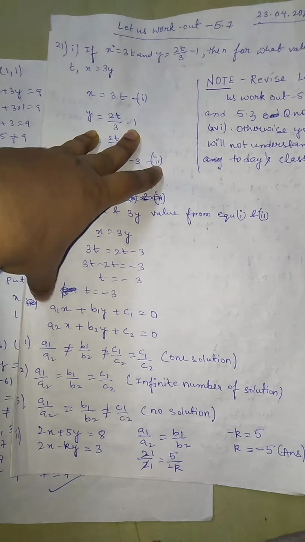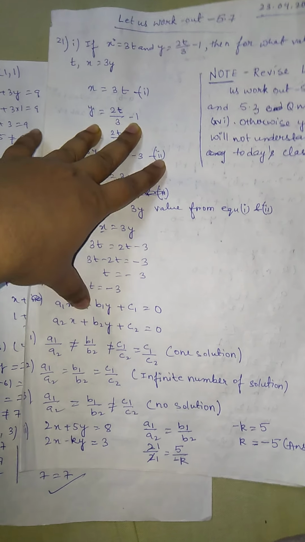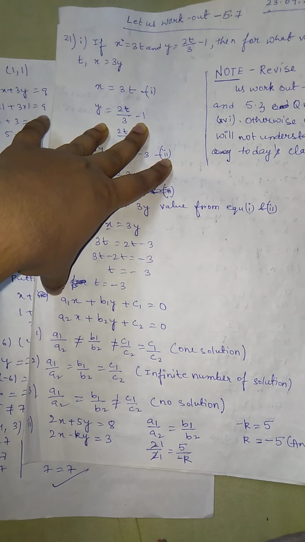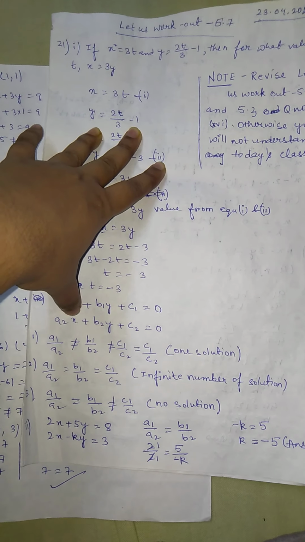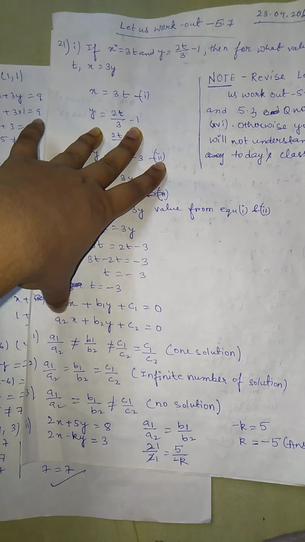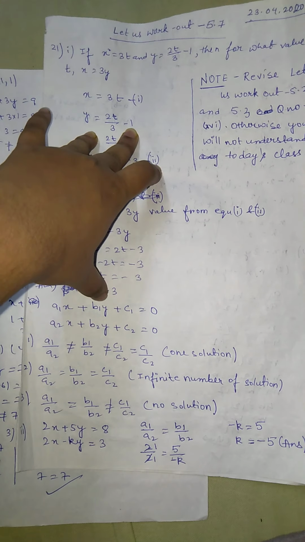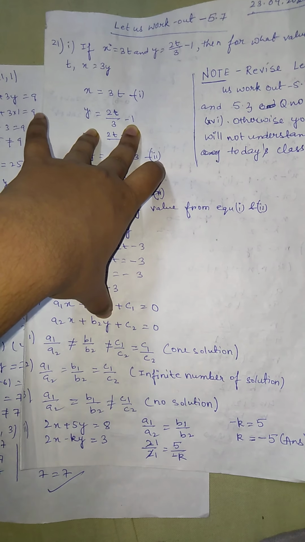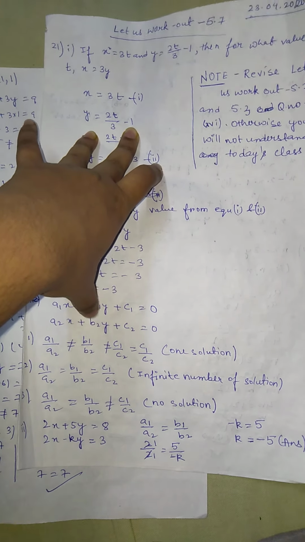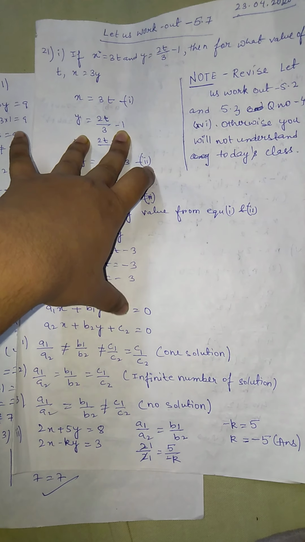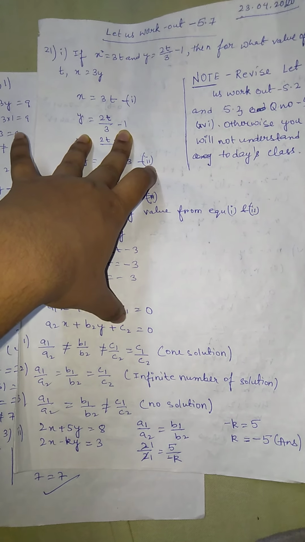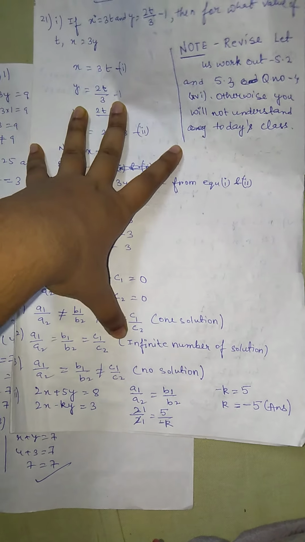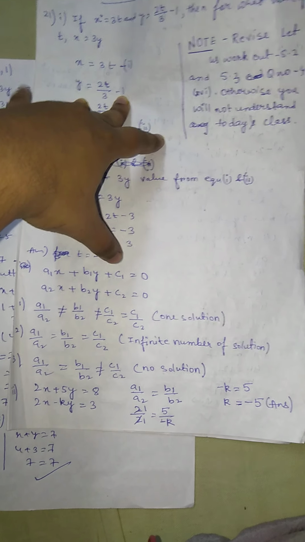Here I have written two equations, okay, means whatever is attached with x in the first equation will be a1, whatever is attached with x in the second equation will be a2, whatever is attached with y in equation 1 will be b1, and whatever is attached with y in equation 2 will be b2. The constant term of the first equation is c1 and the constant term of the second equation will be c2. Okay, you have done all this in exercise, or let us work out 5.2.